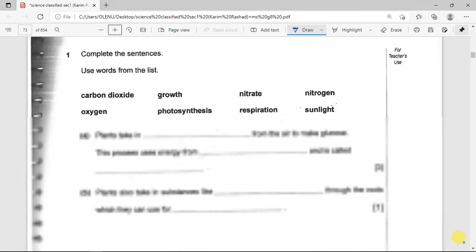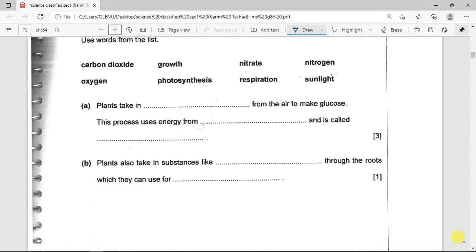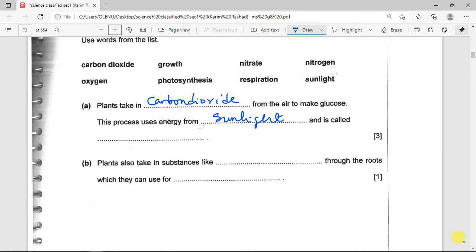Next is complete the sentence. Use words from this list. Plants take in dash from the air. So plants take in carbon dioxide from the air. This process uses energy from sunlight and is called photosynthesis.